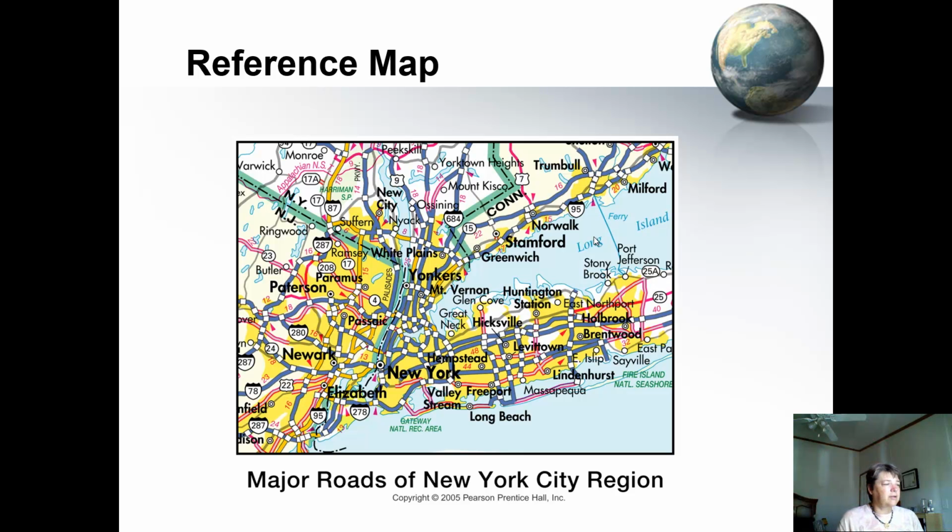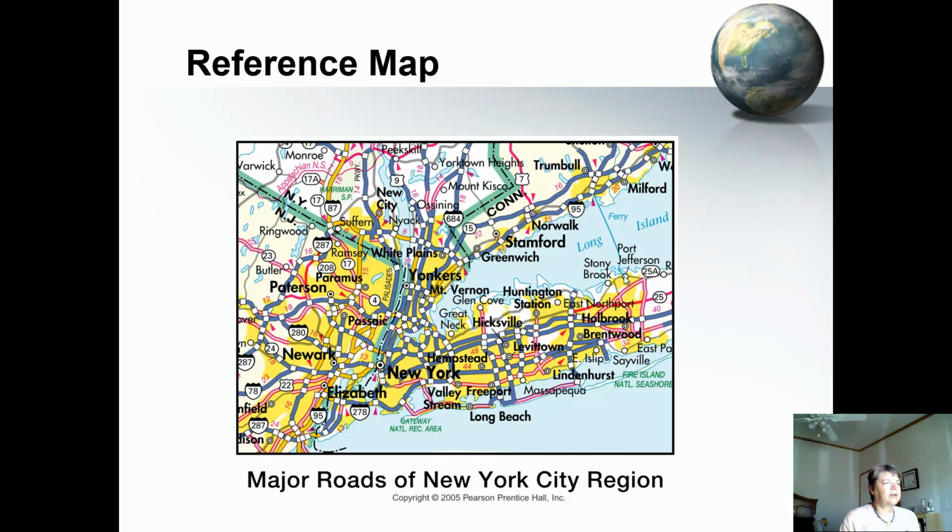So here's a map of the major roads of New York City. You can see here that different cities have different size fonts. We can see roads, we can see city boundaries, we can see water bodies, information like national parks and recreation areas. The little ferry, a little line data right here for the ferry that goes back and forth between Trumbull and, looks like, Port Jefferson. I've never been to New York, so I'm not so up on the geography there.